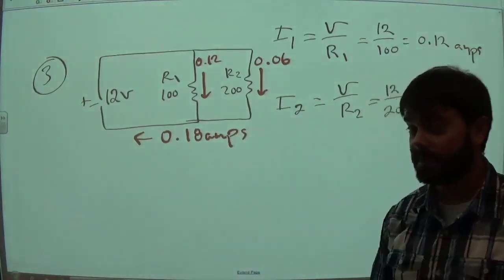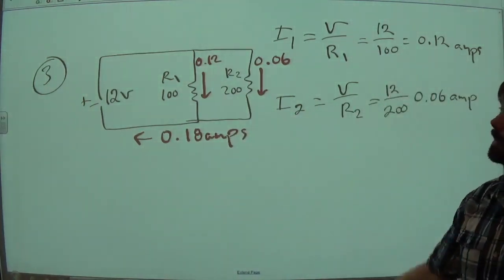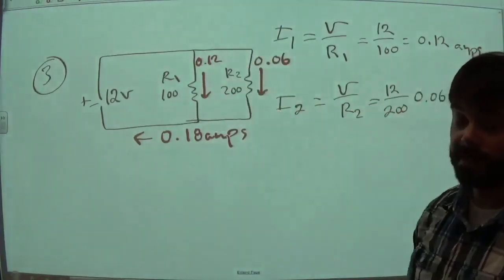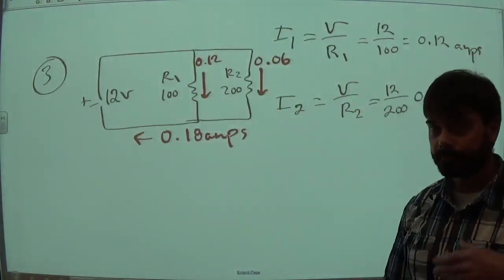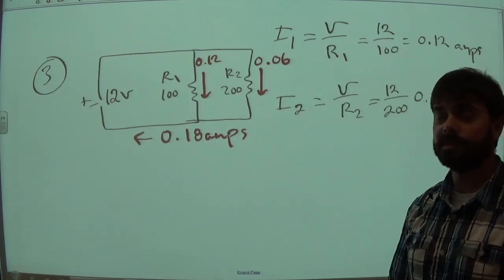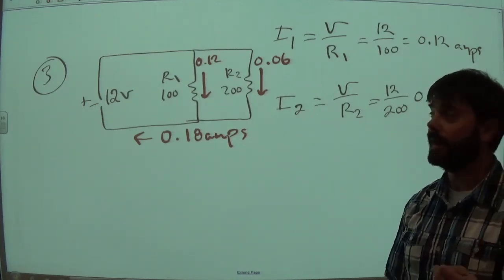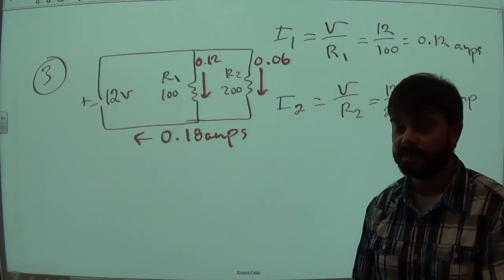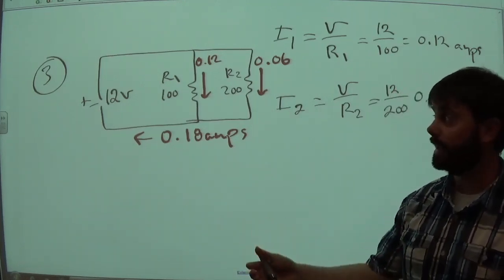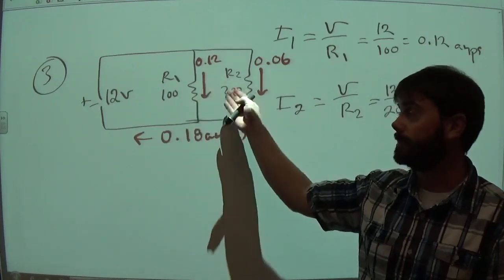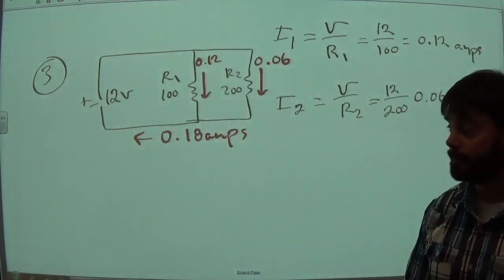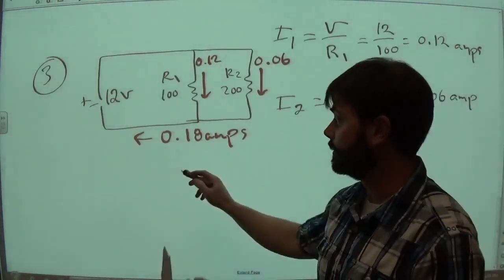Now, that's not the only way to find the total amperage here. Another thing that we can do is we could find the total resistance, kind of like we did with the series circuit, but finding the equivalent resistance in a parallel circuit is not quite as easy as in series. When they're in series, you can just add them together. I can't add 100 and 200 and say that the total resistance of this is equal to 300. Unfortunately, you got to set it up a little bit differently.